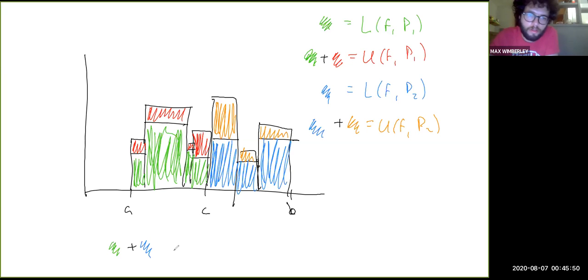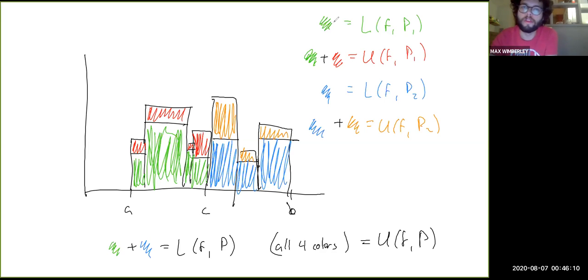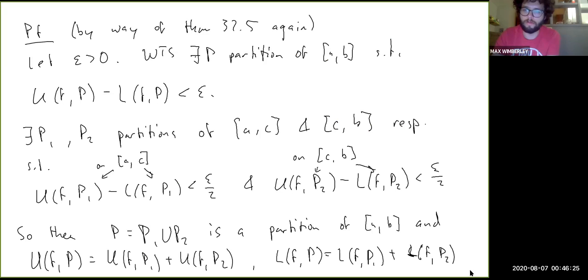And that's the lower sum of f for P, the overall partition P of [a, b]. And then similarly, if you add together all four, that gives you the upper sum. So you can just see that they add together to give you the total lower and upper sums of f on the partition P of [a, b] that we get. That's where these two equations come from.